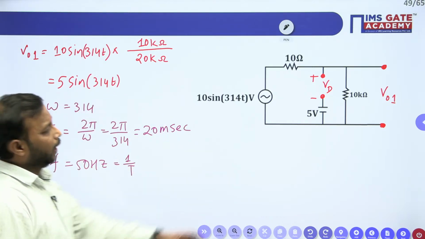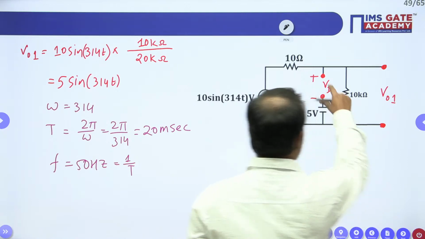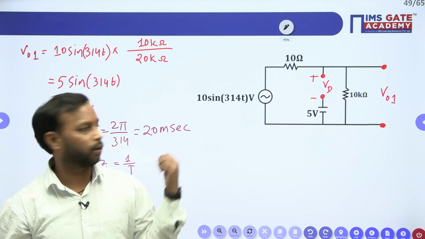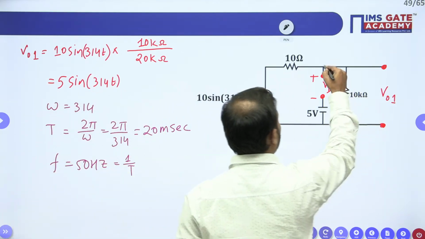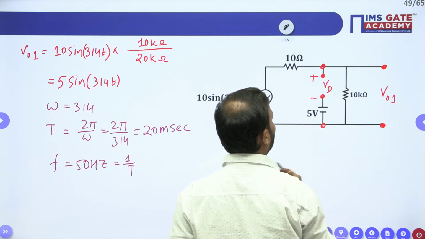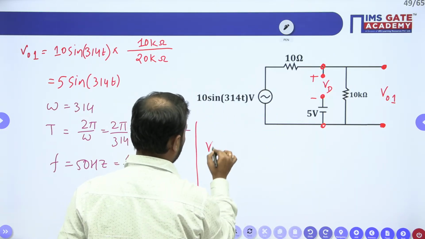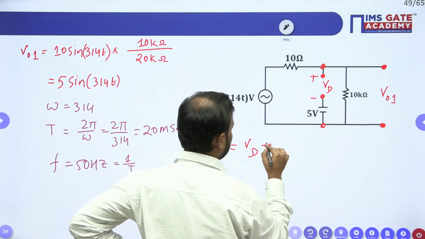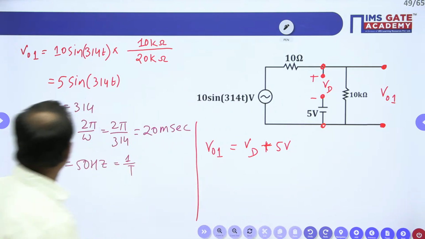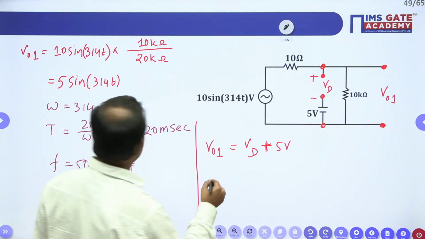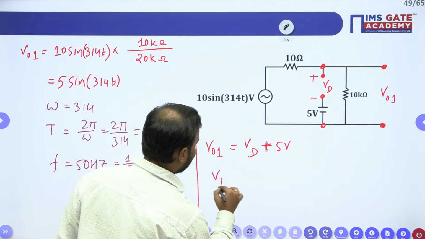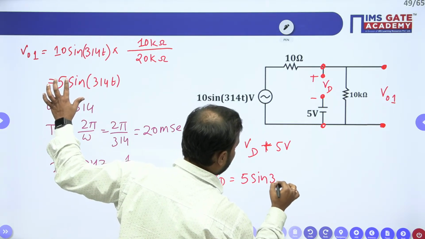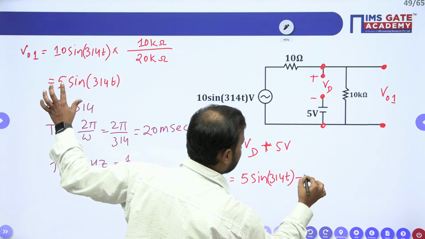Now let us find the VD equation so that we can check whether the diode is going to be open or short. How to find this? See, the total voltage here is V01. So your V01 is this diode voltage VD plus this voltage 5 volt. We got V01 as 5 sine 314t, so VD will be equal to V01 minus 5 volt. V01 is 5 sine 314t, minus 5.